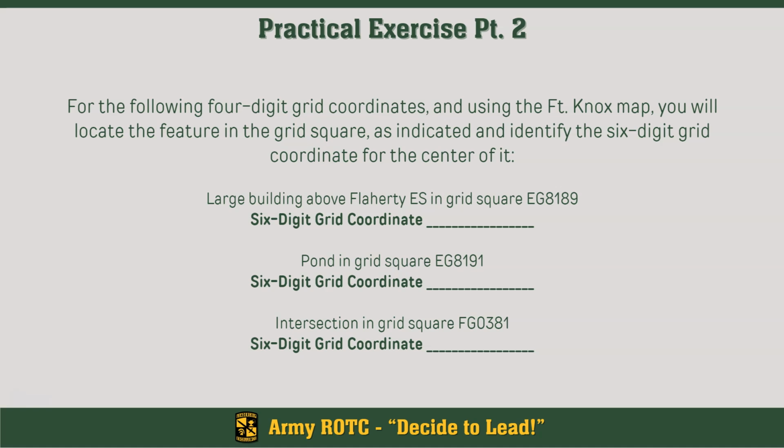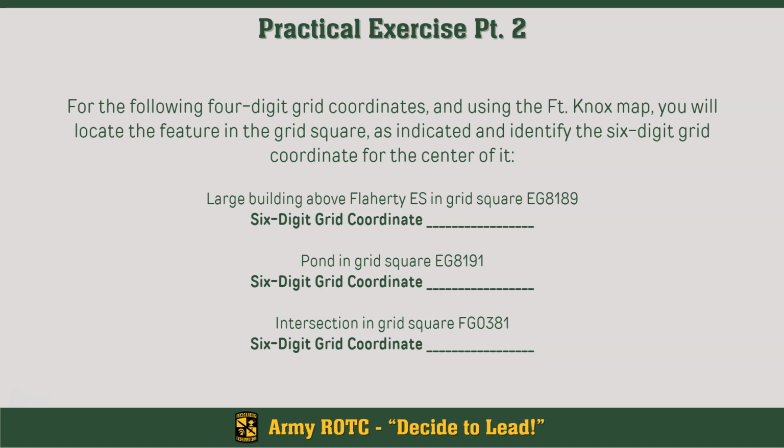Now, if you do have that map and that protractor, I want you to look at these ones here. You're going to look for the large building that's above the Flaherty ES in grid square Echo Golf 8189. When you find that, put your protractor down and plot and figure out what that 6-digit grid coordinate is. So get it down to 81 blank, 89 blank. Find those missing two numbers.